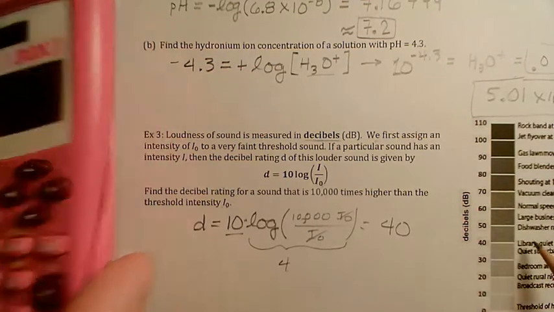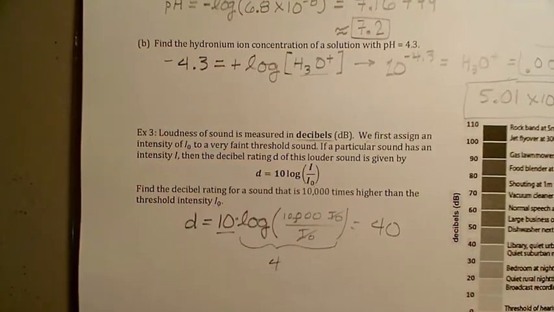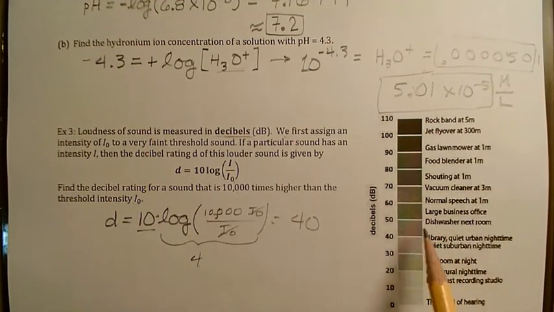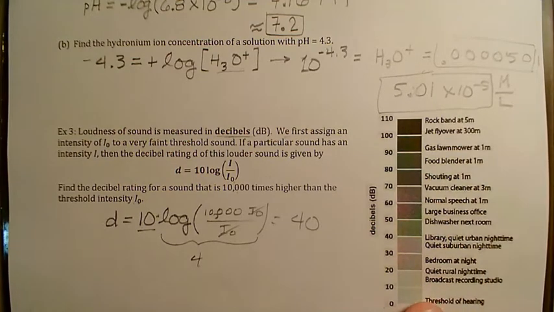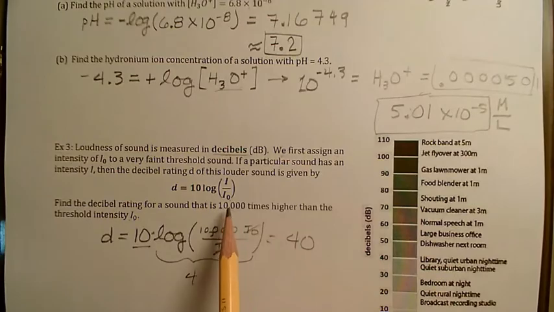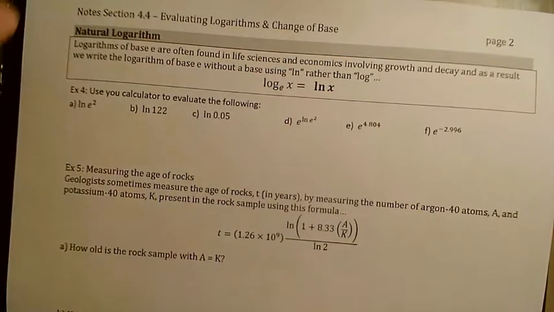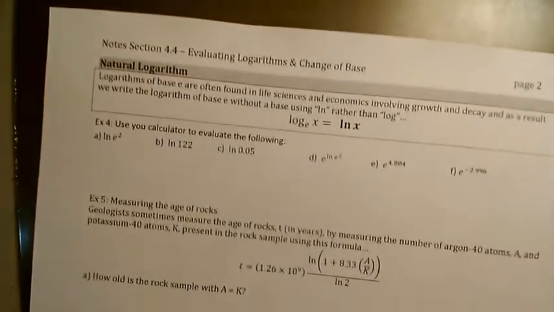So 40 decibels would be somewhere in the range of a dishwasher running in the next room, or a quiet library, something like that. Okay, so not really that loud. It sounds like it would be really loud because it's 10,000 times the intensity of the threshold, but it's not really that loud. Okay, let's move on now to the second page of the notes.